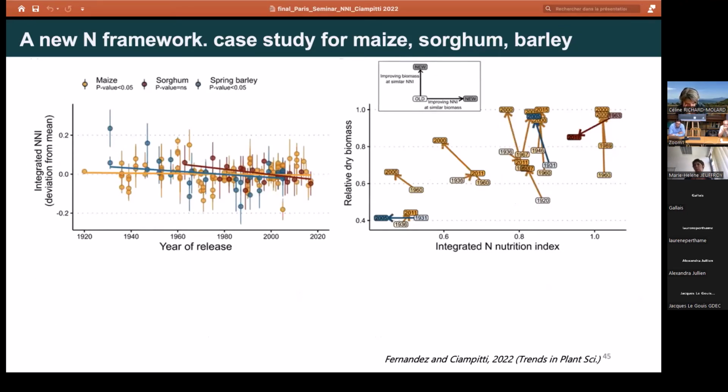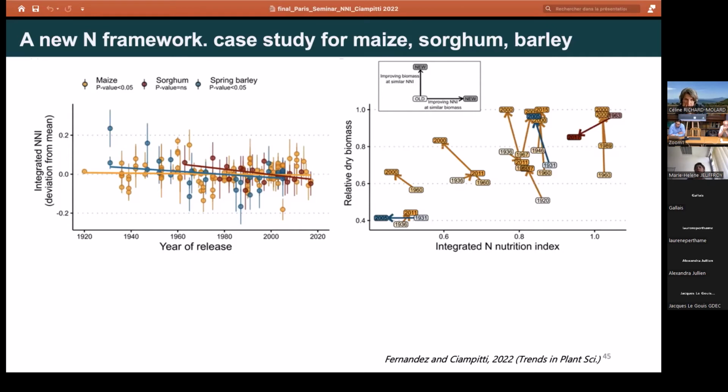And we went back and said, let's look at NNI. And then we calculated the integrated NNI. And what we are seeing here is that for all these three crops, the integrated NNI over time, during the last close to 100 years, has not changed, confirming what we discussed in the past for maize. So now we have a confirmation that it has not changed, and in many situations even decreases slightly for barley and sorghum.